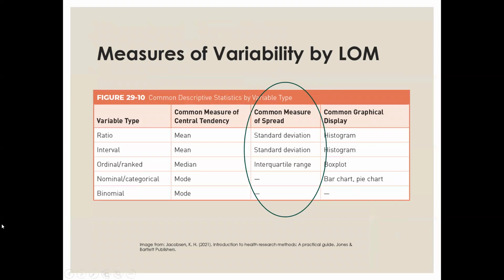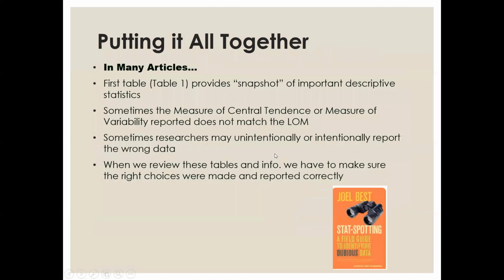And then this is what we looked at before, right? For nominal level variables, we don't really calculate a measure of variation or variability or spread. Ordinal, we use interquartile range. We use standard deviation for interval and ratio. And I think probably the most you're going to see is standard deviation.